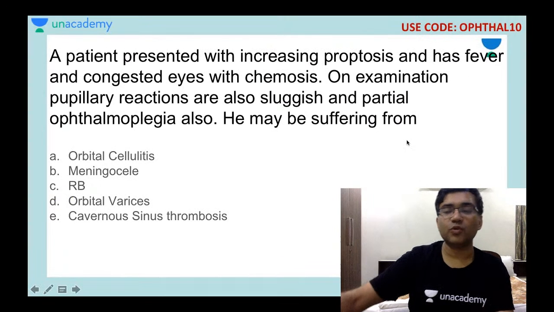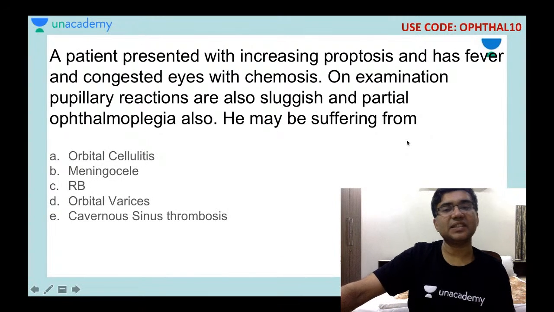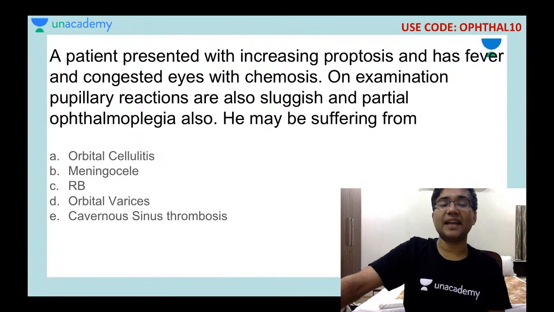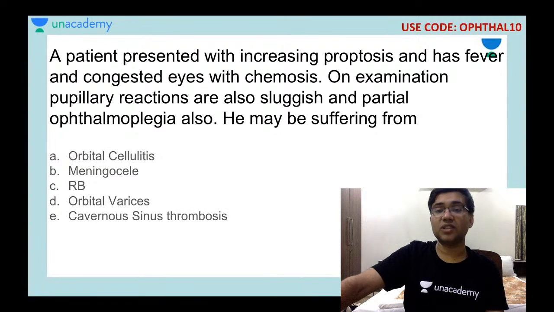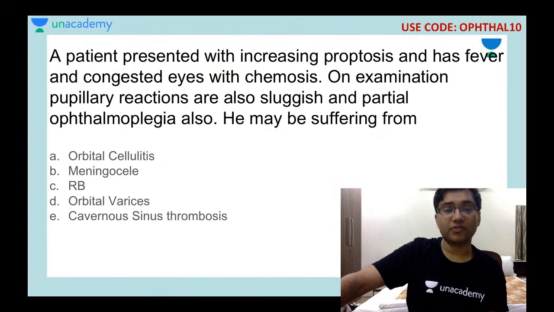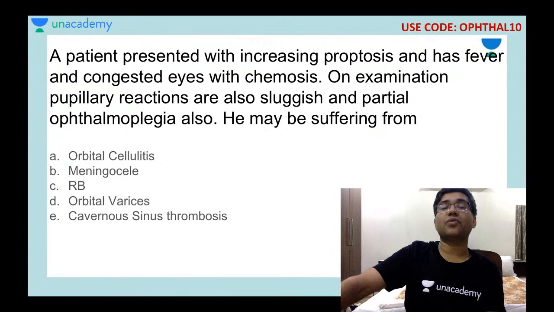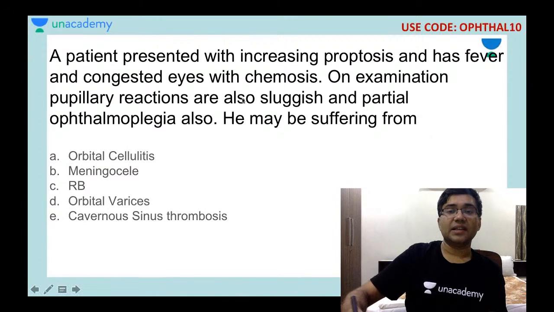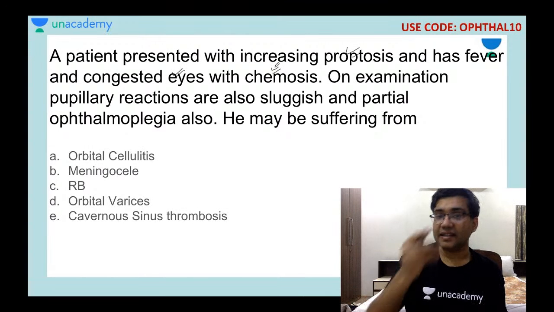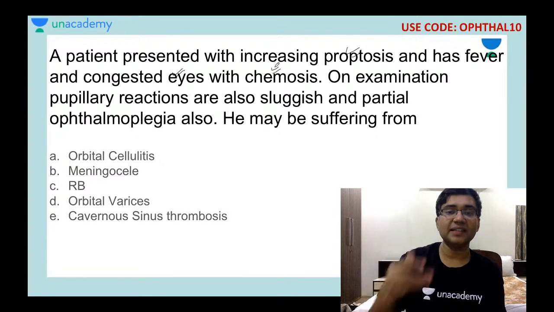Let's move to the last question. A patient presented with the increased proptosis and has fever and congested eyes with chemosis. On examination, pupillary reactions are also sluggish with partial ophthalmoplegia. He may be suffering from which of the following? So see, first there is a proptosis plus there is a systemic infection also. With this you are having congested eyes, there is congestion, redness of the eyes as well as the ballooning of the conjunctiva.